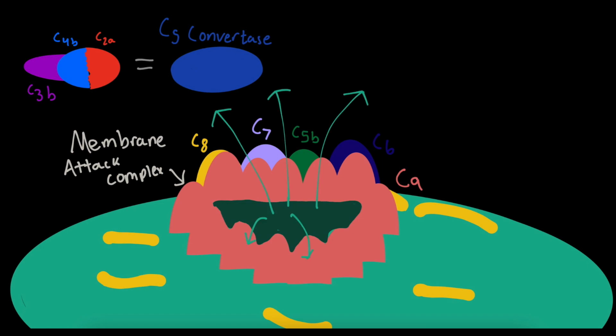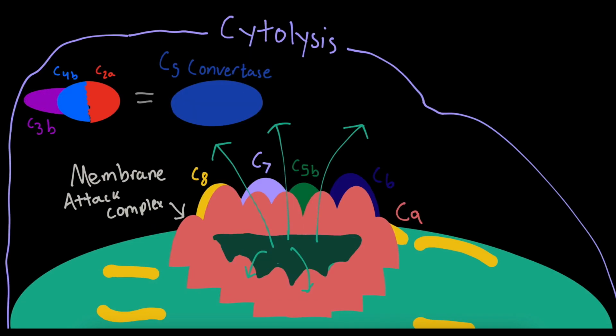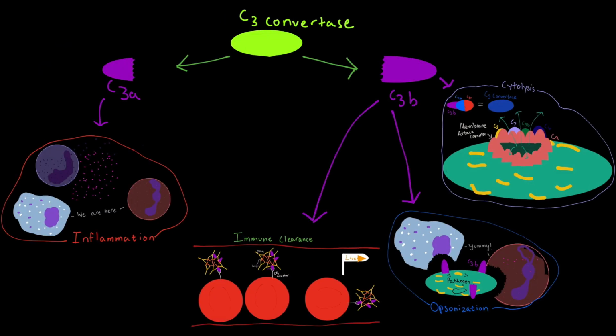The membrane attack complex will attach to the pathogen to form a hole to expose the pathogen to the extracellular fluid, in which the pathogen will die since it cannot maintain homeostasis. This process is known as cytolysis, which is the most significant action from the complement system. Here's the end result of the cleavage of C3.